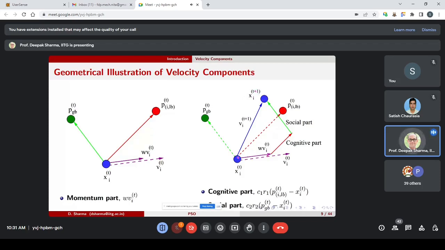So we can say that this particular vector, which is represented as v_i^(t+1), is the updated velocity with the help of three parts: the momentum part, the cognitive part, and the social part. This graphical representation makes it easy to understand how the velocity is updated in vector form.